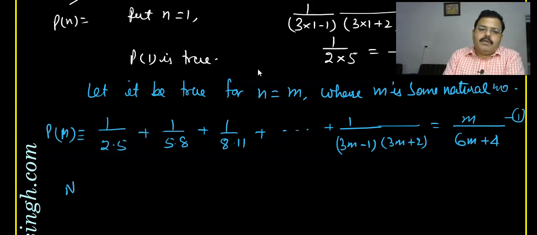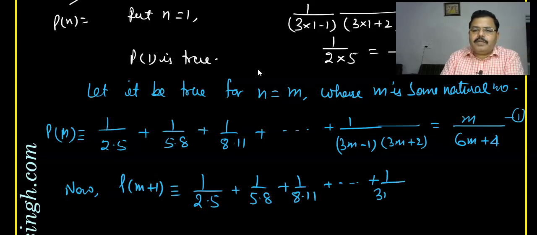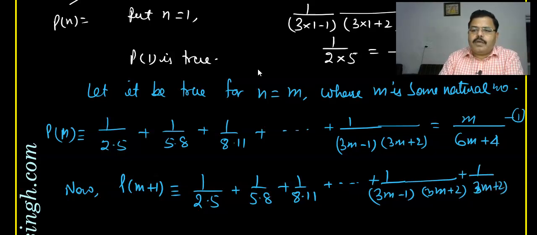Now, Pm plus 1 is equivalent to 1 upon 2 into 5 plus 1 upon 5 into 8 plus 1 upon 8 into 11 and like this up to 1 upon (3m minus 1) into (3m plus 2), and the next step will be 1 upon (3m plus 2) into something, because the difference of these two is 3. So the last one will be the first one, and the next factor will be 3 more than this, so 3m plus 5.